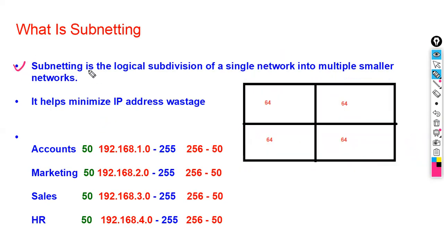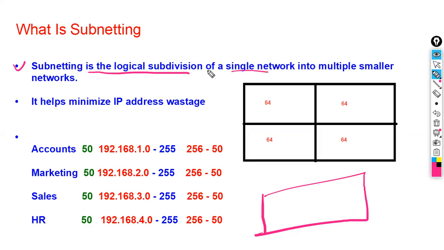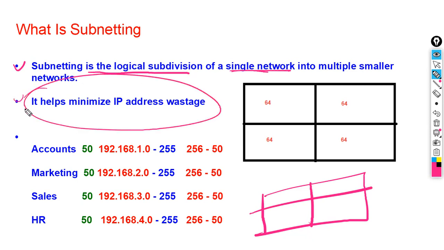So let us read out this sentence again. What is subnetting? Subnetting is the logical subdivision of one single network into multiple smaller networks. And what is the use? It helps us to minimize the wastage of IP addresses. It is minimizing the wastage, or not?